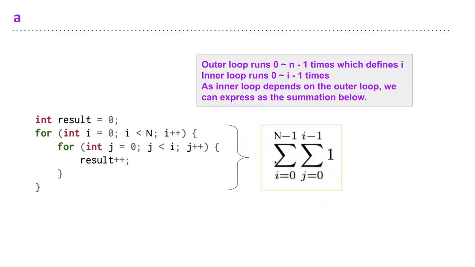So we can actually express these nested for loops as a double summation. The rightmost summation reflects our inner for loop, and the leftmost summation reflects our outer for loop. So we're summing from 0 to n minus 1 for i, and we're summing from 0 to i minus 1 for j. And this 1 represents the constant time operation that we do.